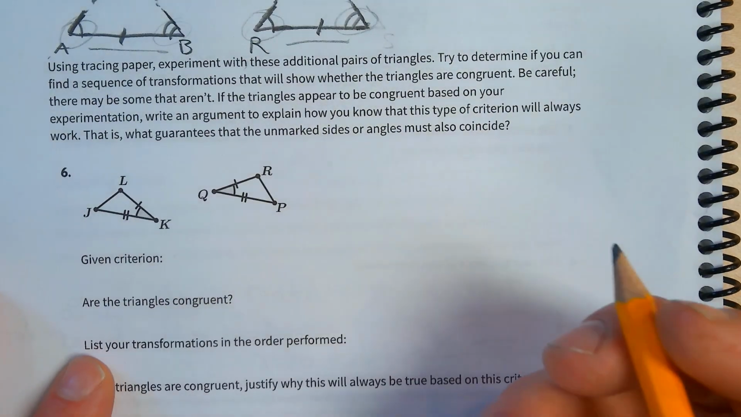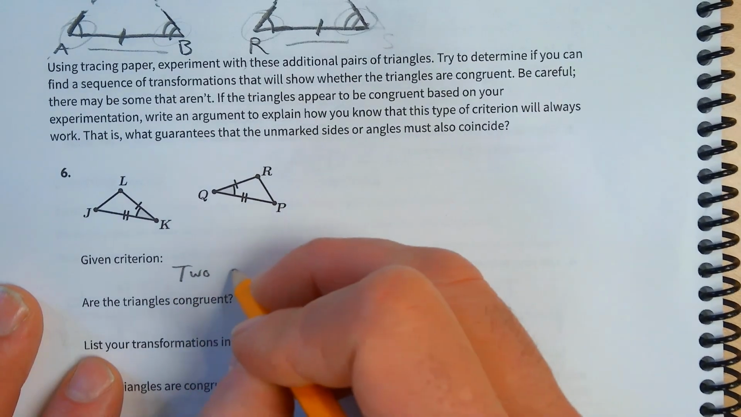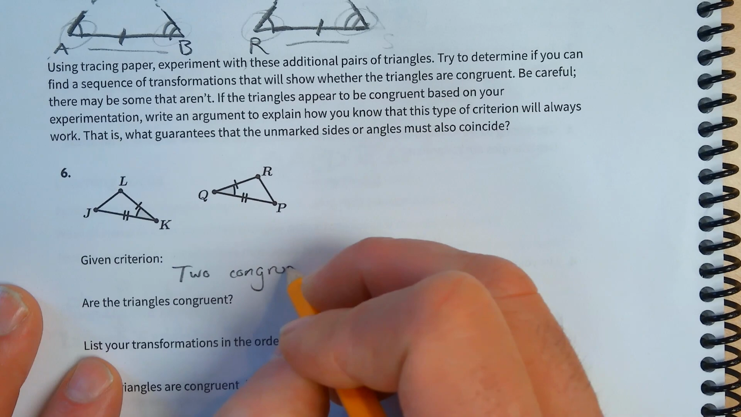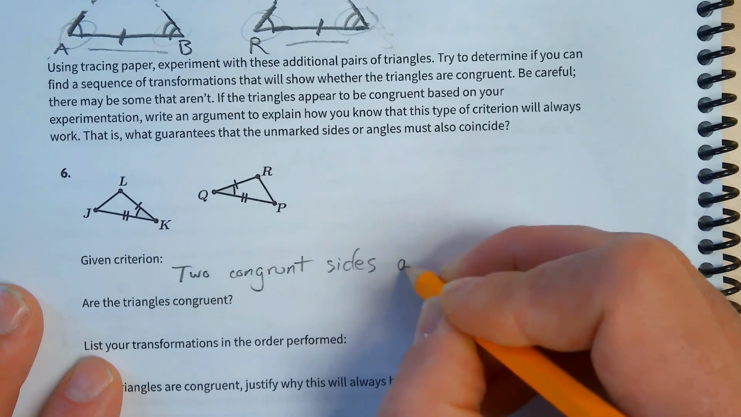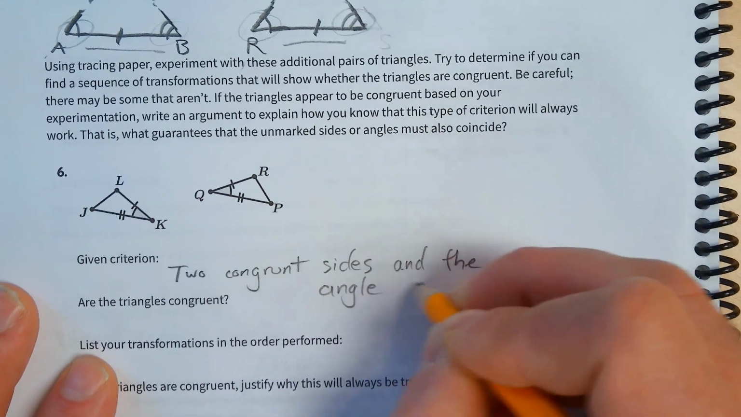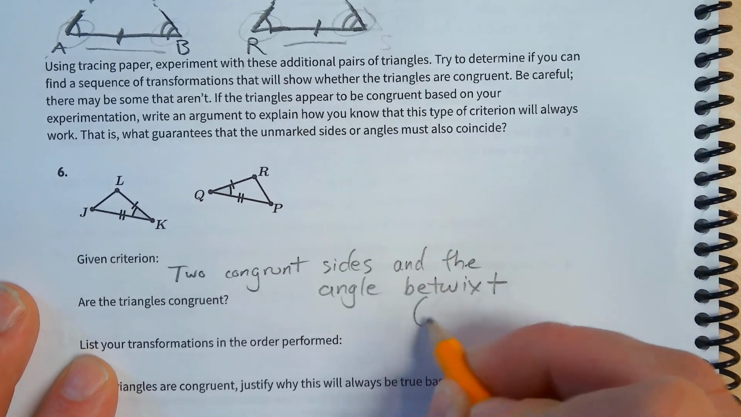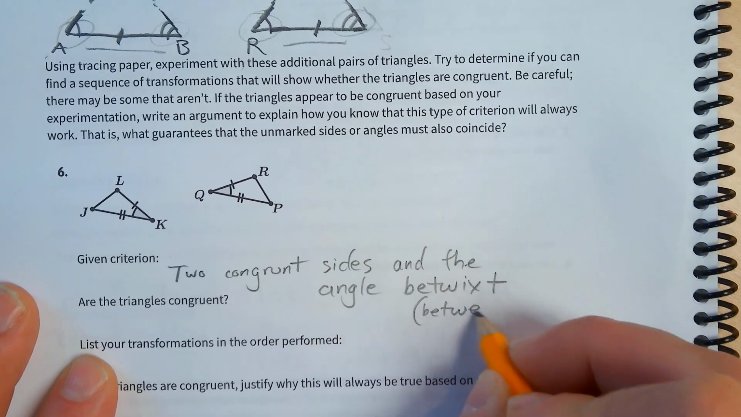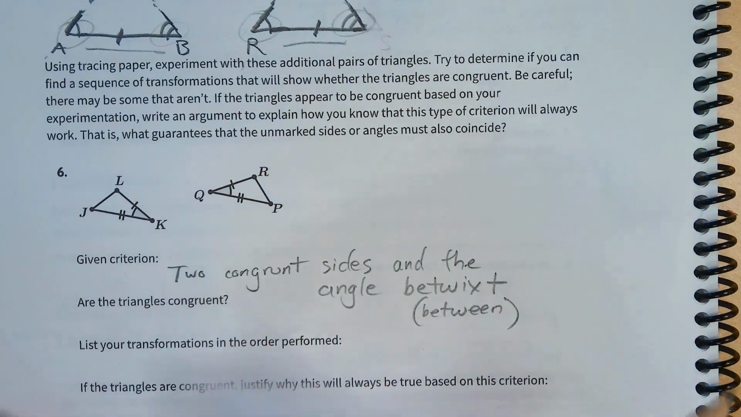So given criterion, we have two congruent sides and the angle betwixt. That's an old-timey word for between, but it just makes it fun. Are the triangles congruent? Let's find out.